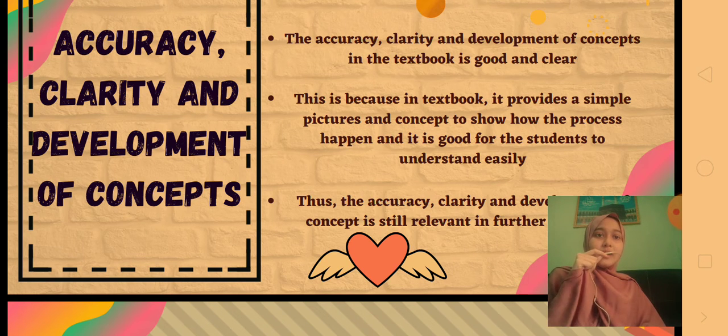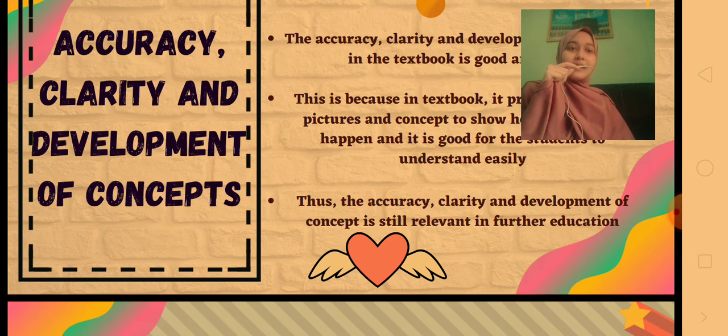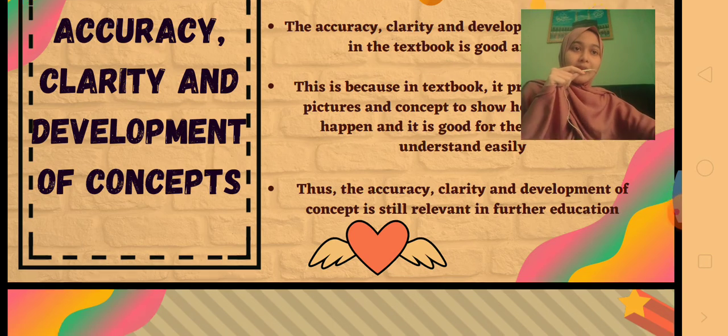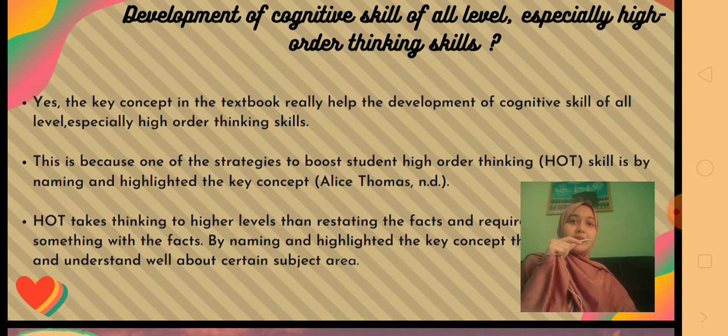This is because the textbook provides simple pictures and concepts to show how the process happens, and it is good for students to understand easily. Thus, the accuracy, clarity and development of the concept is still relevant in future education. Next, we move to the third question. Development of cognitive skills of all levels, especially higher order thinking skills, which is HOTS.